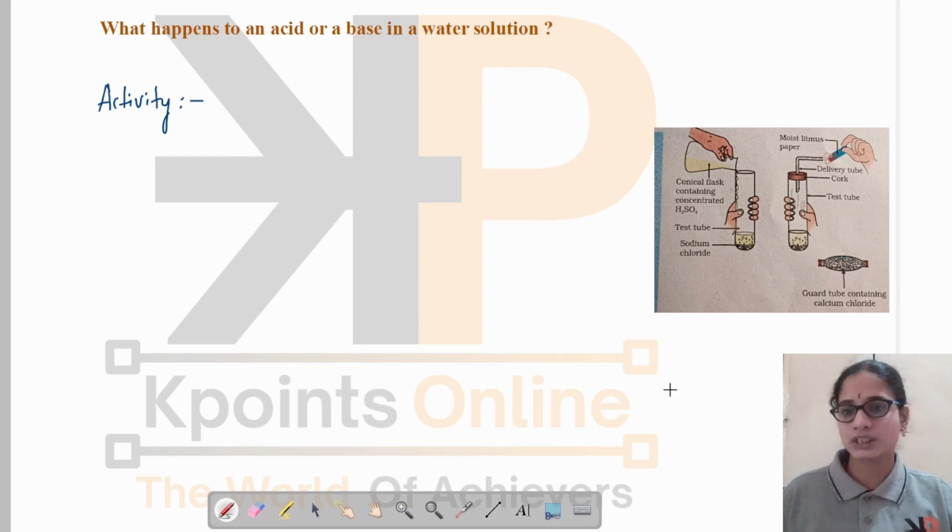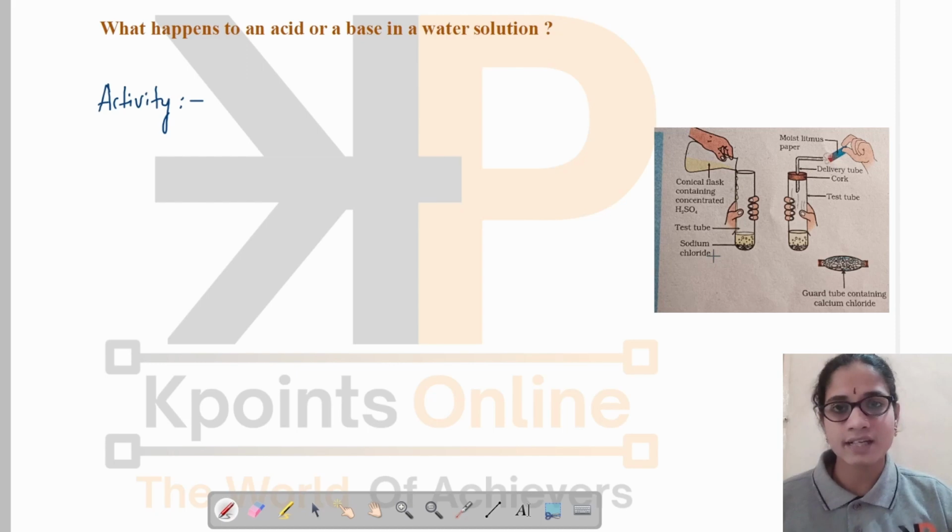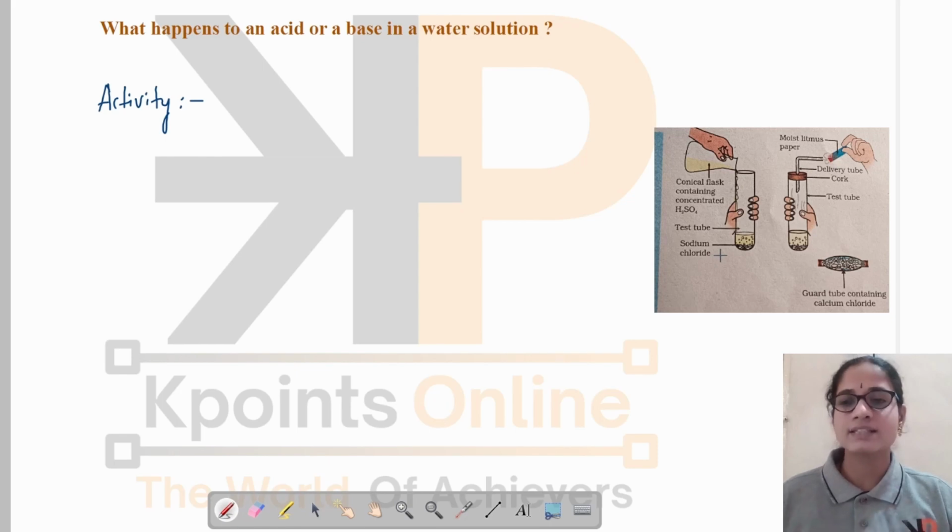What you have to do is prepare fresh HCl gas. Take a test tube and add sodium chloride, and then add sulfuric acid to it. There is a formation of hydrogen chloride gas. This is the preparation of hydrogen chloride gas. Then what happens when this hydrogen chloride gas is tested with litmus paper? We will come to know about its acidity. Let us perform this activity.